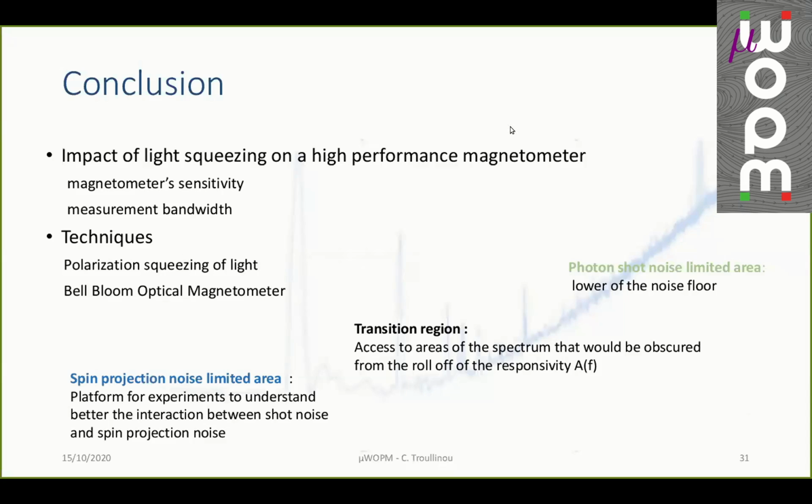And this has two benefits. We have already seen a lowering of the magnetic noise floor that has an impact on the sensitivity at higher frequencies. We also have seen in the transition region that we now have better access to areas of the spectrum that were obscured before by the roll-off of the responsivity. And even more interestingly, this experiment is a very nice platform for understanding better the interaction between photon shot noise and spin projection noise in the future.